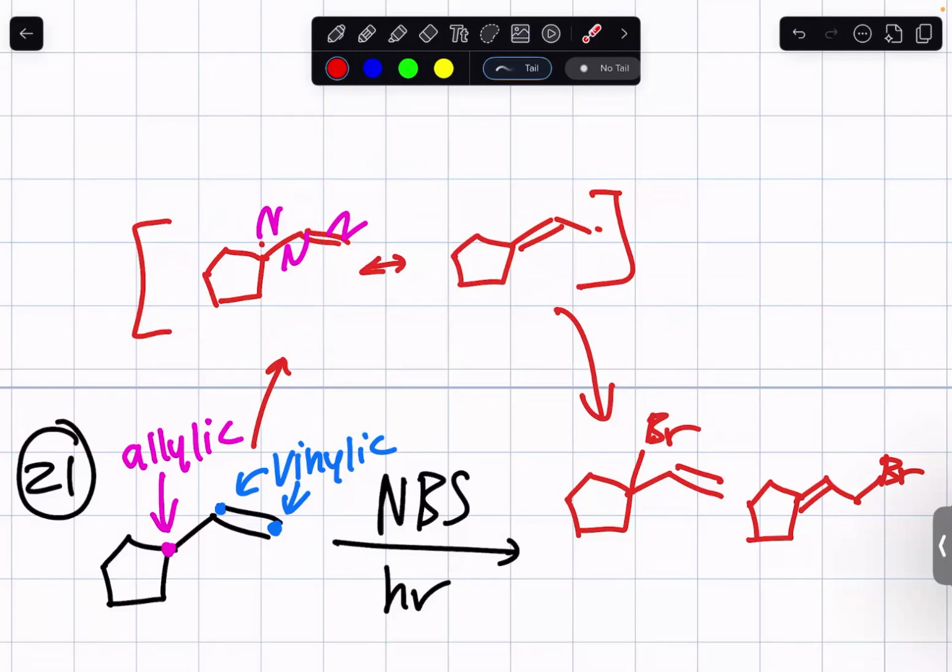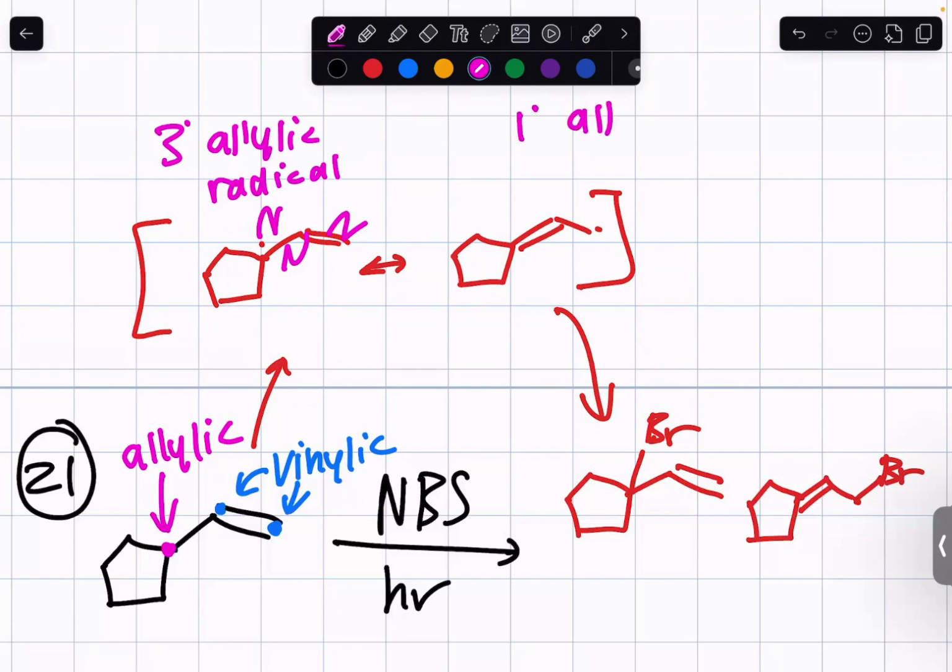Kinetic product will come from the most stable intermediate, either cation or radical. Thermodynamic product will make the more stable product, right? In this case, alkene in these reactions. So we have a tertiary allylic radical here. We have a primary allylic radical here.